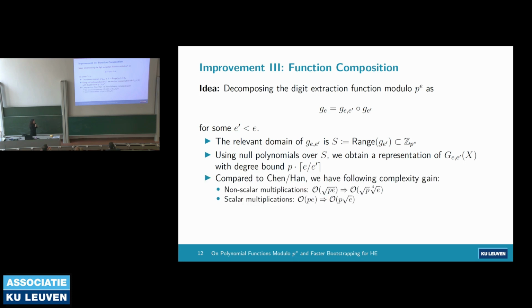This method reduces the order of non-scalar multiplications from square root of e to quadruple root of e, and the number of scalar multiplications from e to square root of e. At the same time, function composition increases the multiplicative depth by roughly log 2 p. So this interesting trade-off stops us from doing function composition infinitely many times to reduce the complexity.